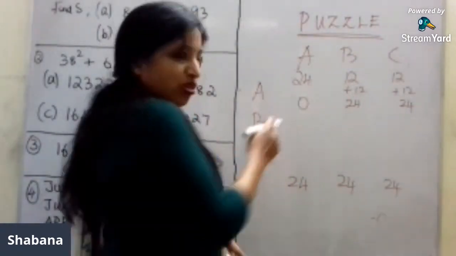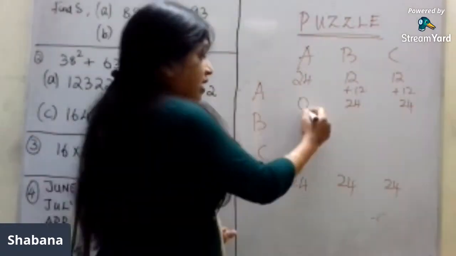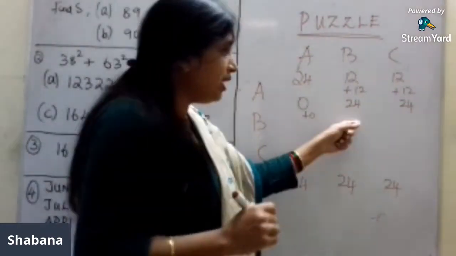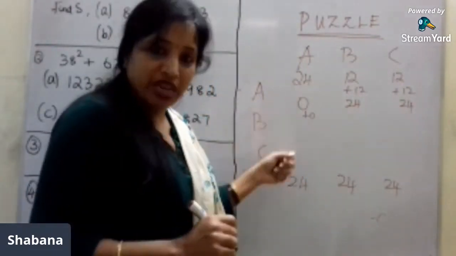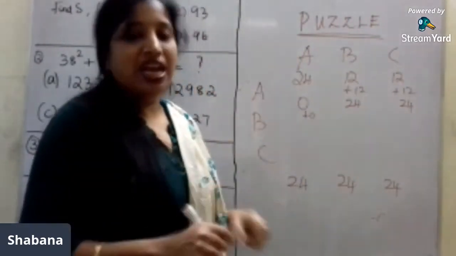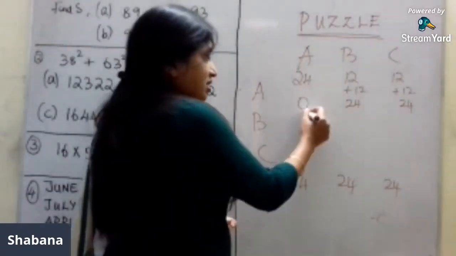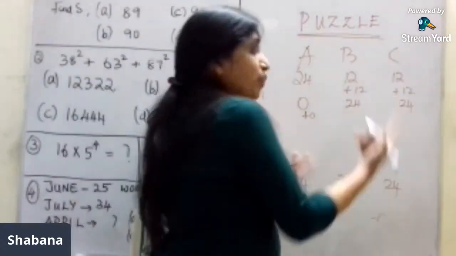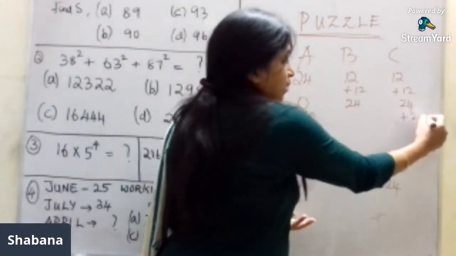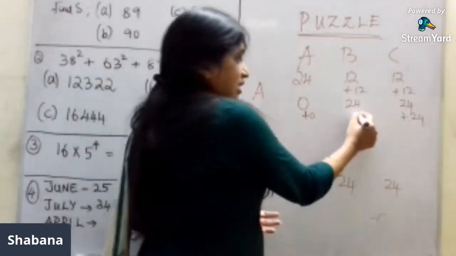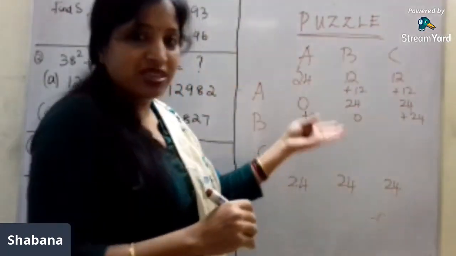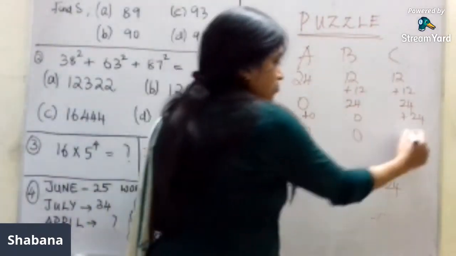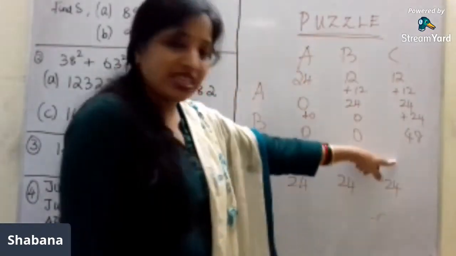Okay, if A has 0 tractors, of course B could have given only 0 tractors, because I framed the question in such a way that B gives as many tractors to A and C as they already have. Since A has 0 tractors, B must have given 0 tractors to A. C has 24 tractors, so B must have given another 24 tractors to C. So A ultimately has 0 tractors, B has 0 tractors at the end of B's transaction, and C has 48. Now it is going to be C's turn.